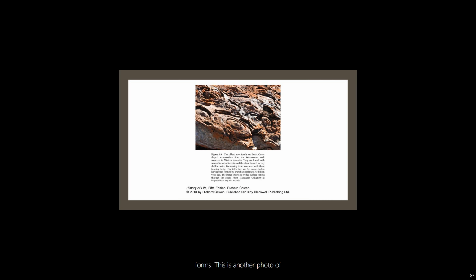This is another photo of these Australian stromatolites. These are cone-shaped laminated mounds. They were found with wave-affected sediments, so we know that they formed in very shallow water. And if we compare them with modern stromatolites, we can infer that these ancient trace fossils were formed by cyanobacteria.